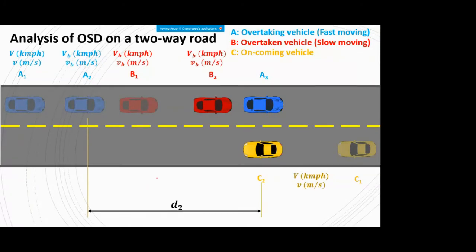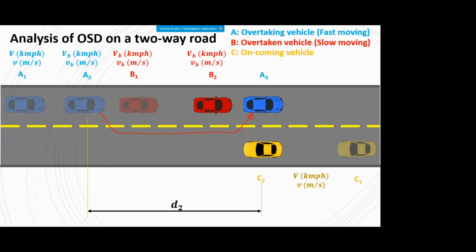Then comes the second distance, which is D2. Now D2 is a bit tricky to calculate because what is happening in D2 is actually your vehicle A, the overtaking or fast moving vehicle, shifting from its original lane, coming to the adjacent lane, then traveling a straight distance in the adjacent lane itself till the time it overtakes the slow moving vehicle, and then finishes the operation by again rejoining its original lane.